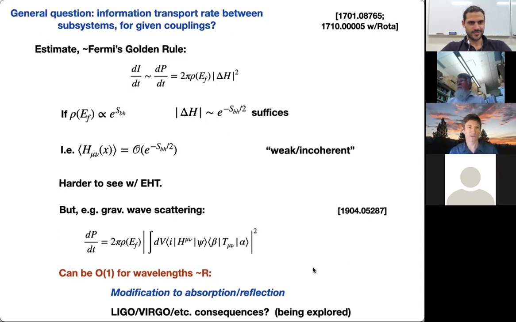And so that means that you can modify the gravitational wave scattering; the absorption and reflection is modified by these corrections. And of course, important components of the LIGO-Virgo signal involve wavelengths of order the event horizon size. So that offers a possible way of going at observational signatures there, and that's something that we're looking into. So I think I'm out of time.